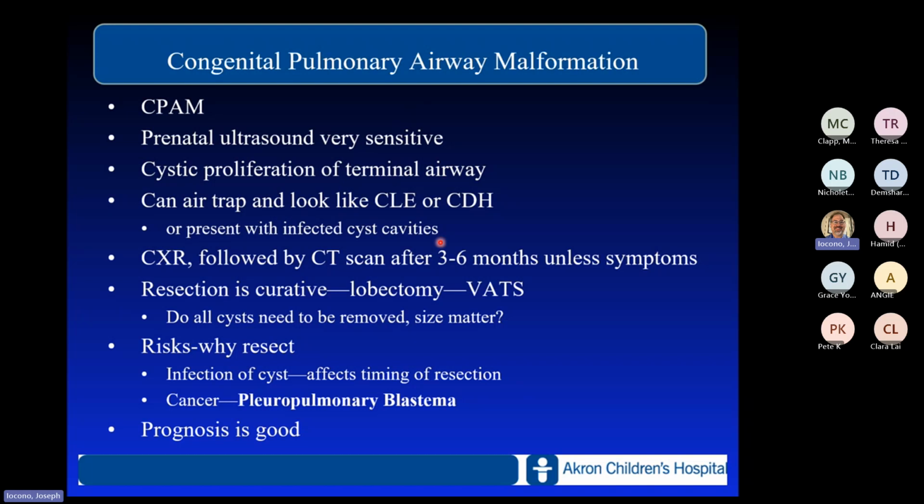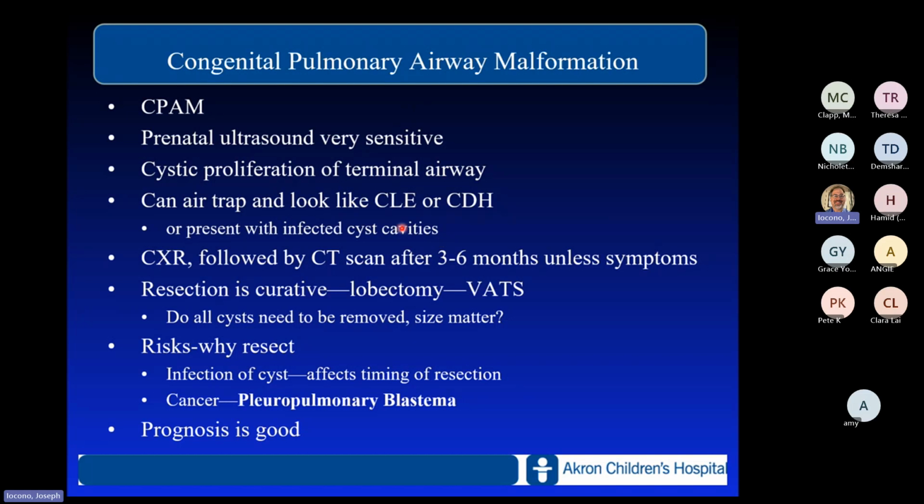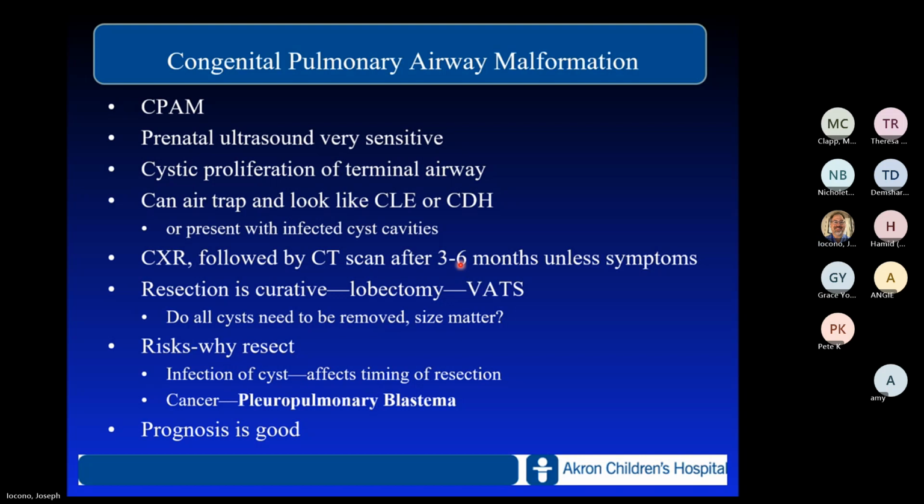And now we do these mostly with VATS. We wait till they get big enough to tolerate a VATS, and take it out. Some of the questions: do all cysts need to be removed? Does the size matter? Now we can detect the smallest ones. General consensus is if you can see it on chest X-ray, you definitely want to take it out and get it done. They can get infected, which is why you want to take them out. We used to wait a year. Now people want to wait as little as 3 months to take them out because of the risk of infection.